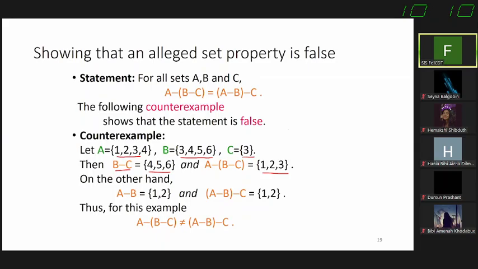On the other hand, A minus B. Remember, this is the left-hand side and this is the right-hand side. So when you use a counterexample, you just need to prove that the value of this one is not equal to the value of this one. So A minus B is 1, 2, and (A minus B) minus C is 1, 2. So you can see the difference between them. So it is not equal. So no equality. Okay.